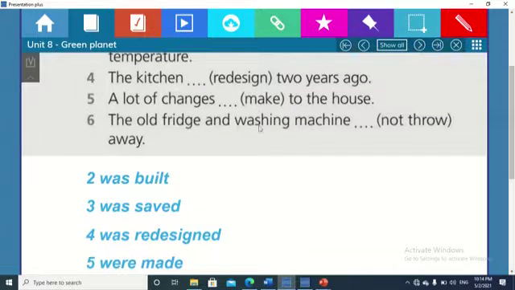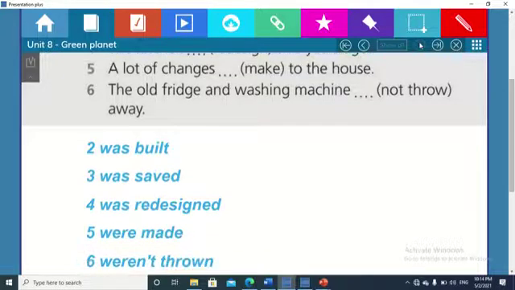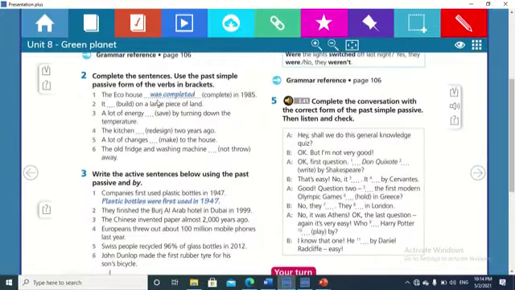The old fridge and washing machine. Now we have 2 things, so weren't thrown. Okay, so here's one step, which is just changing the form of the verb. So what about making a complete passive sentence?